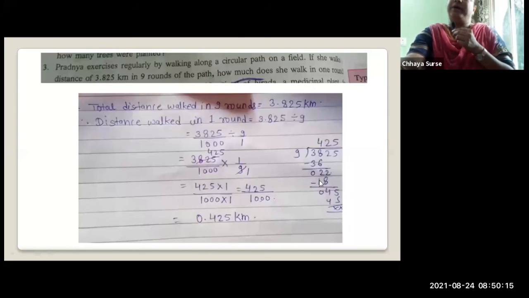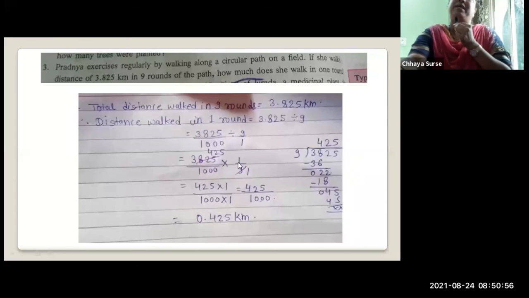So 18 is here. 22 minus 18, how many will be left? 4 will be left, and next digit we will take here, that is 5. Now our number is 45. So 9 dividing 45, 9 fives are 45. Clear? So now 3825 divided by 9, the quotient is 425.